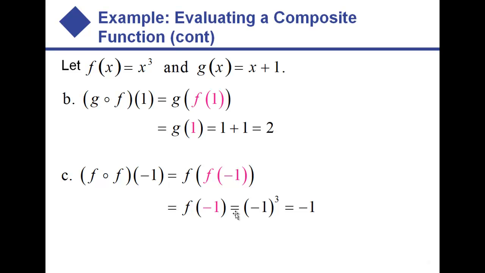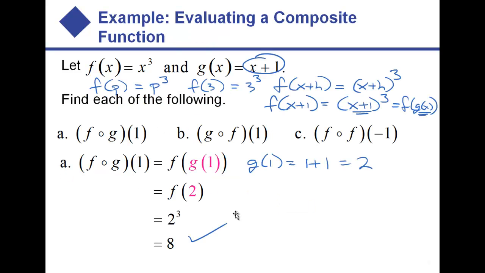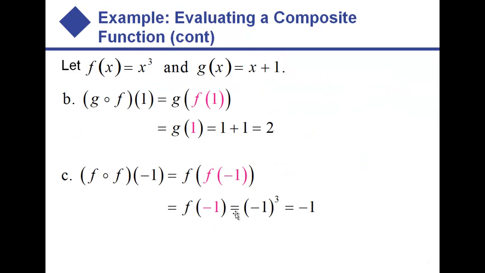If we want to do g of f of 1, it's different. First we did f of g, now we're doing g of f. That means we're doing the f function first and then taking the g of it. And f of 1 just equals 1 cubed, which equals 1. So this is really just g of 1, which is 1 plus 1, which is 2.